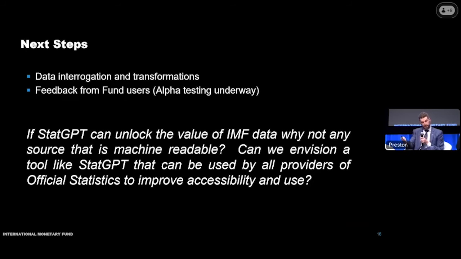So, okay, we think StatGPT can unlock the value of IMF data, but why just IMF data? Any data that's machine readable could be unlocked with this tool. That could be international organizations, that could be Ghana, that could be Jamaica. So really maybe the role for the IMF and other international institutions is to help with that data modeling piece. And maybe that's the necessary condition for tools like this to be used by whoever wants to use them. So, could a tool like StatGPT be used by all providers of official statistics to improve accessibility?